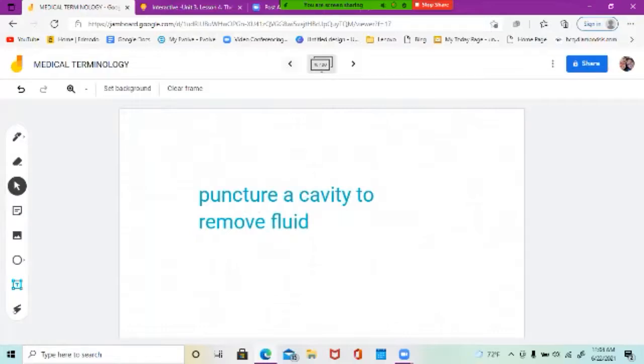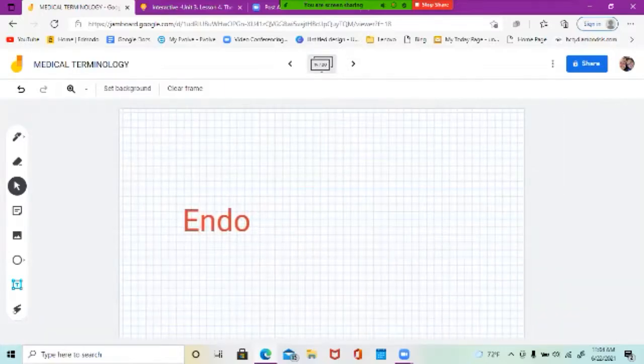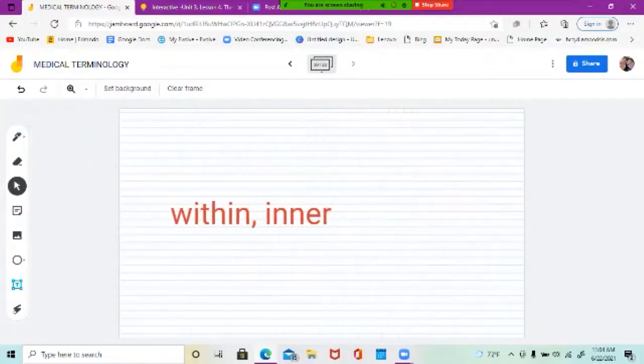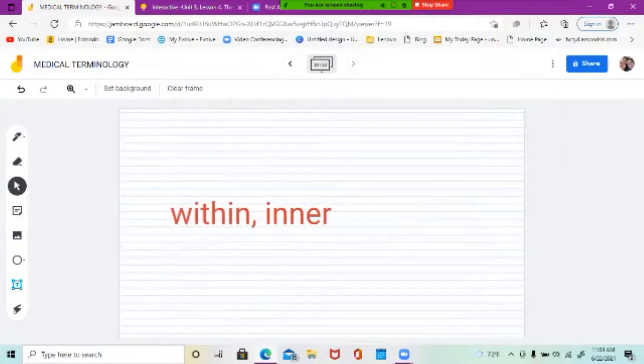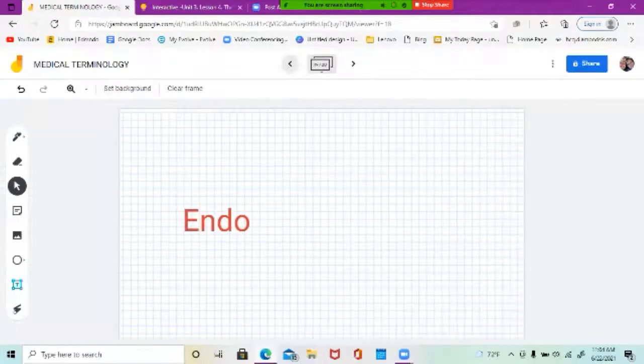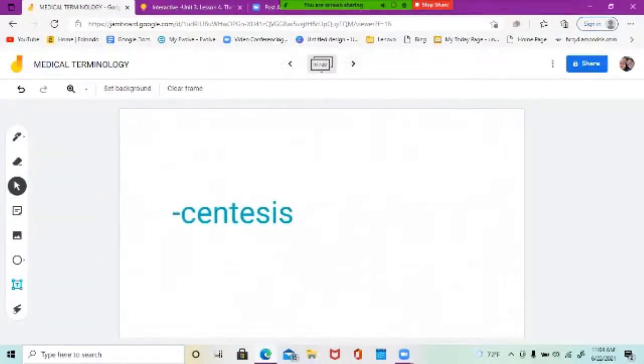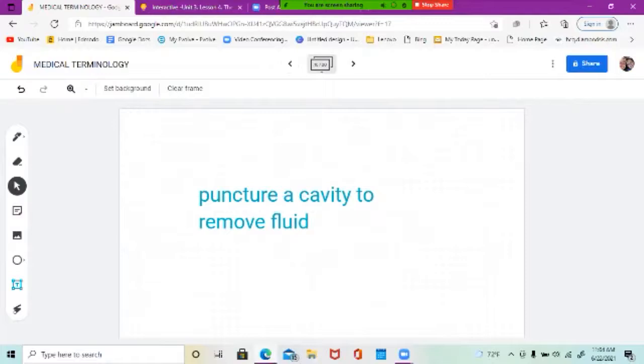So we're getting two new ones. I won't do a new one on Thursday since I did two this time. And then our other new one is endo, which means within or inner. Endo, within or inner. Synthesis, puncture a cavity to remove fluid. Did you guys have enough time to write that down? Yes.